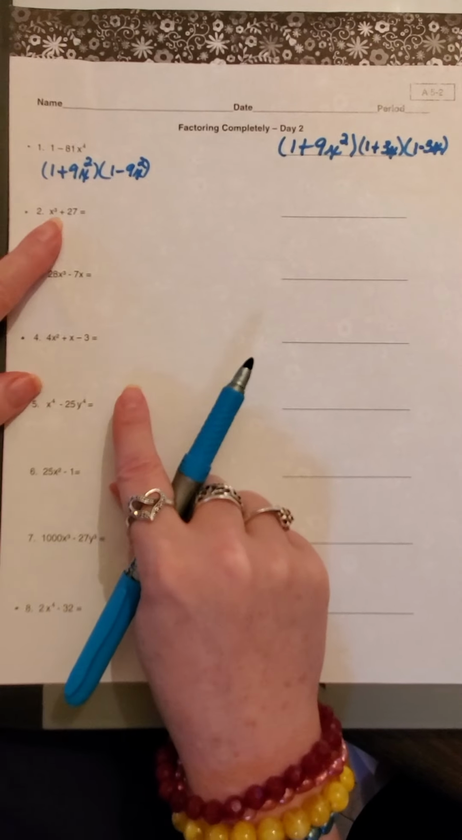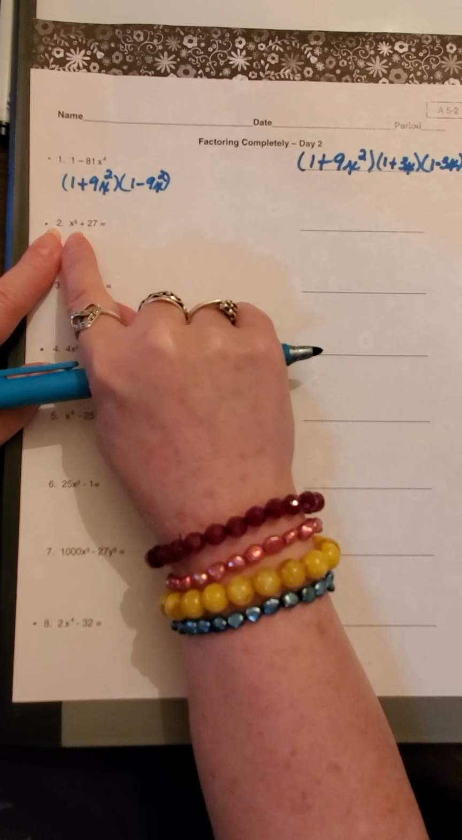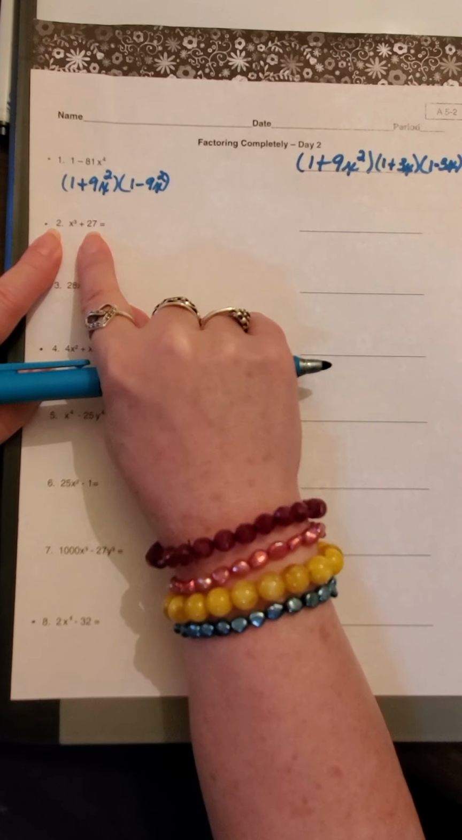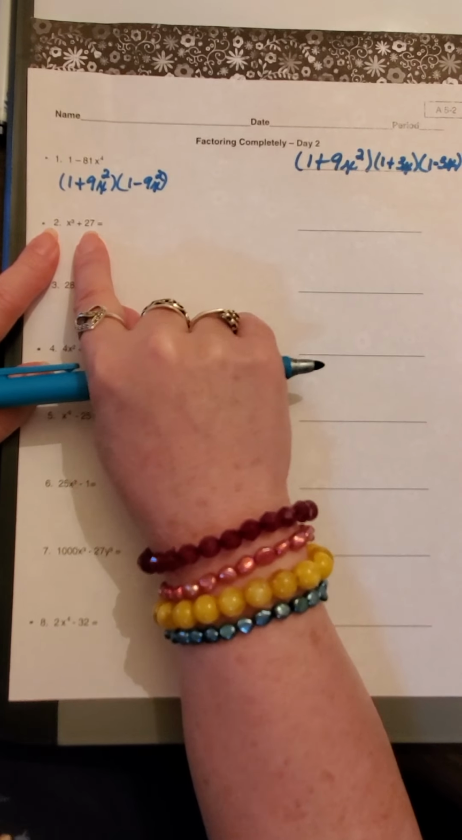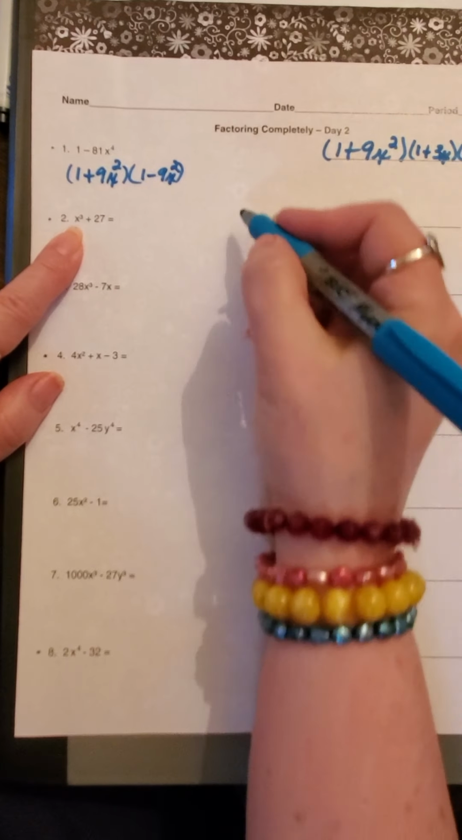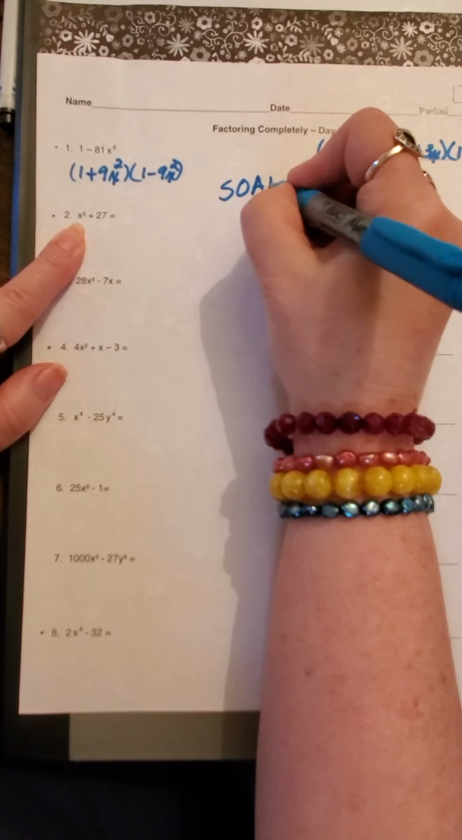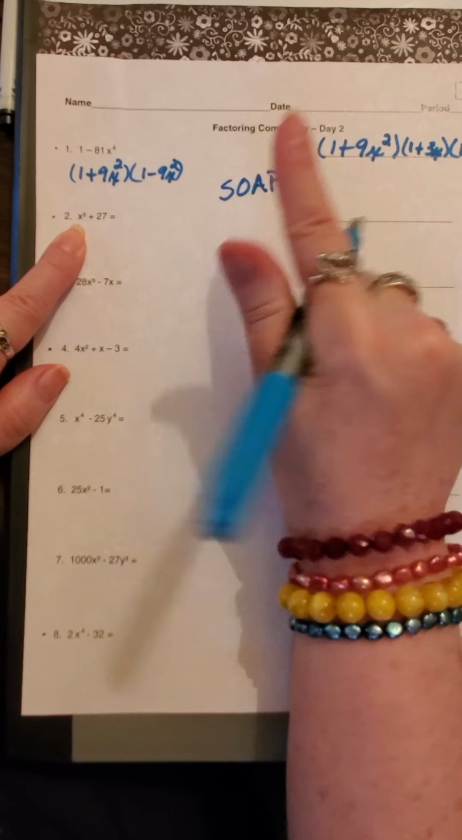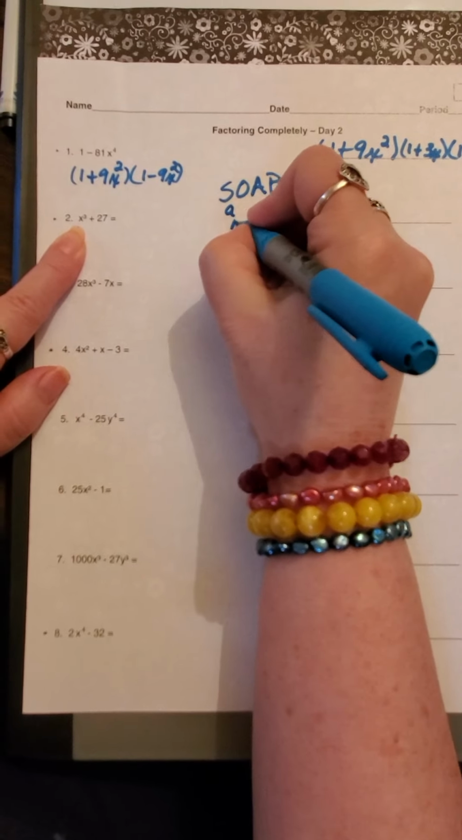Okay, now this is something we haven't done before. There's no greatest common factor. But here we have a cube, and on this one it's called the sum or difference of two perfect cubes, because that's a perfect cube, and 27 is a perfect cube because 3 cubed is 27. Okay, so we use an acronym called SOAP to remember what our signs are. The S stands for same. The O stands for opposite. And these two go together for always positive.